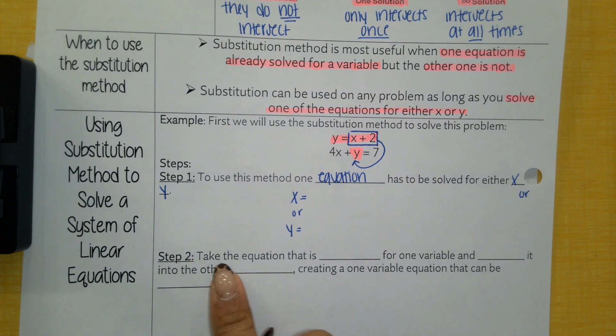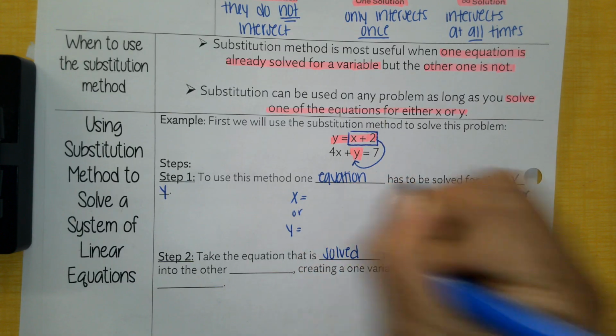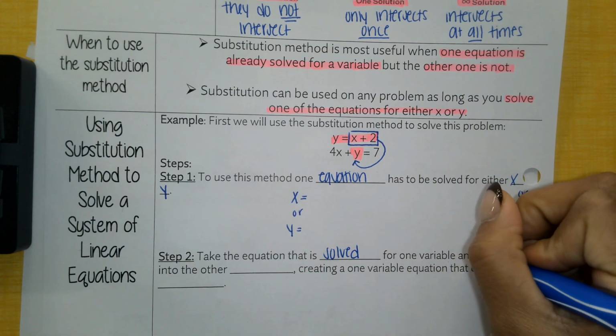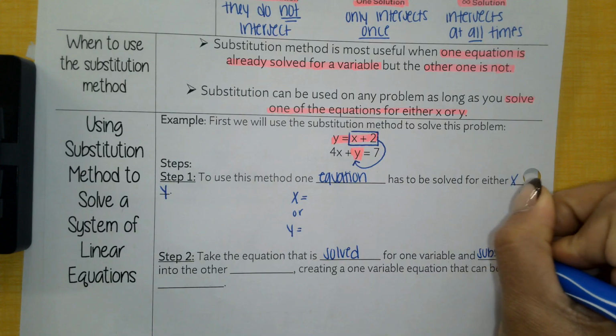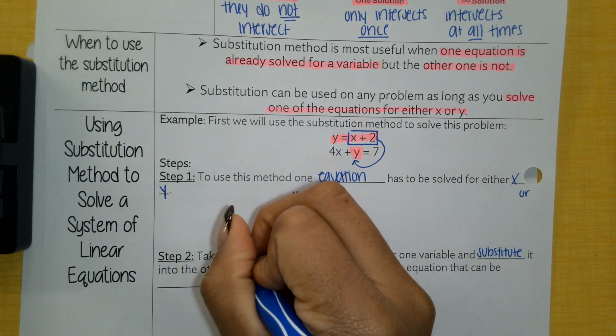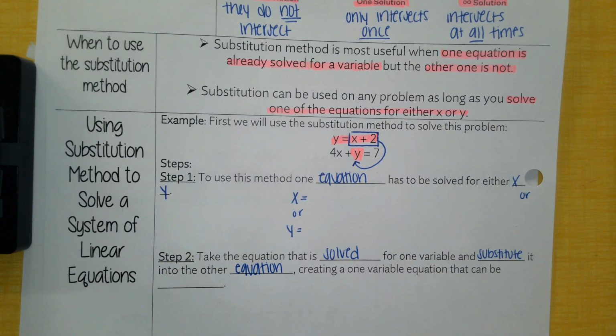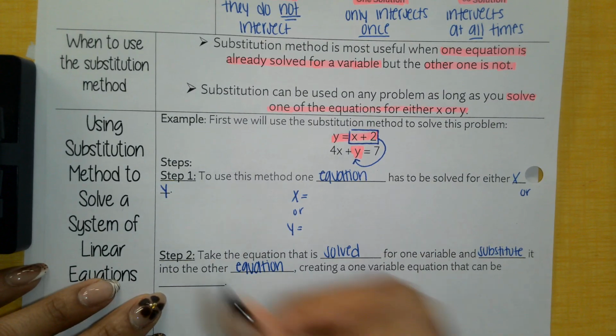Okay, step 2, take the equation that is solved for one variable and substitute it into the other equation, creating a one variable equation that can be solved.